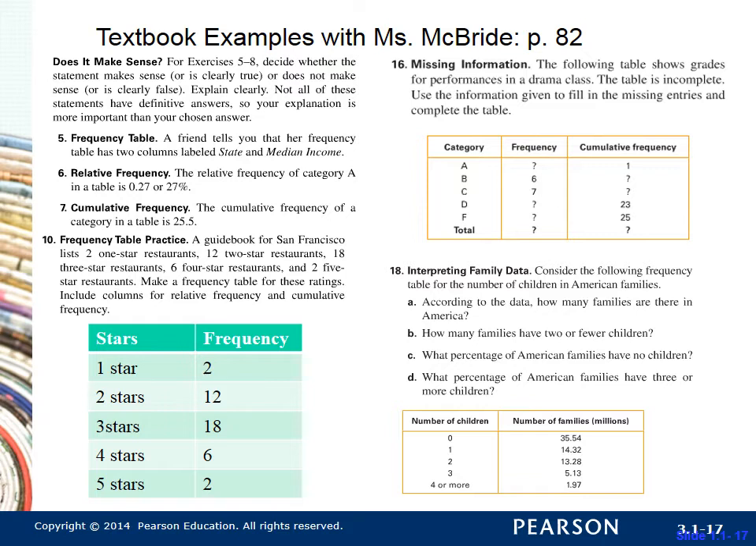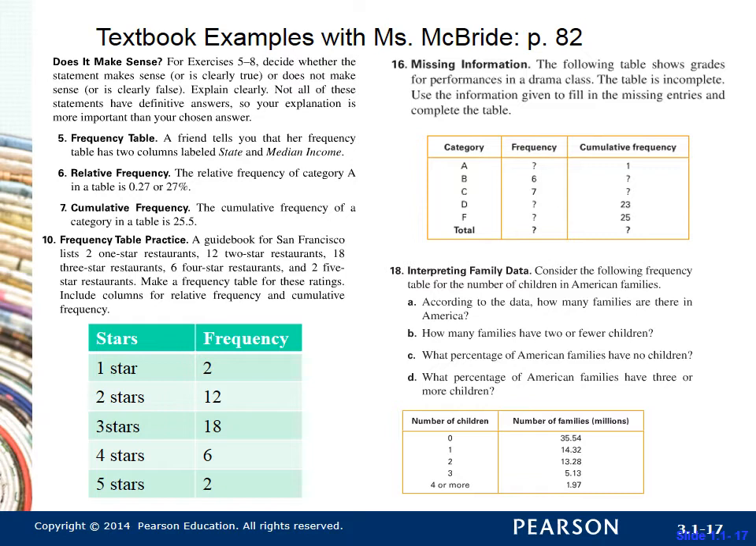All right, number 10, we were just to make a nice frequency table for the number of stars and the frequency at which they occur for San Francisco restaurants. So our category is the number of stars, and then my frequency is shown. I went ahead and set up the stars and the frequency. Now, how would I do the next ones? I wanted to talk that through.